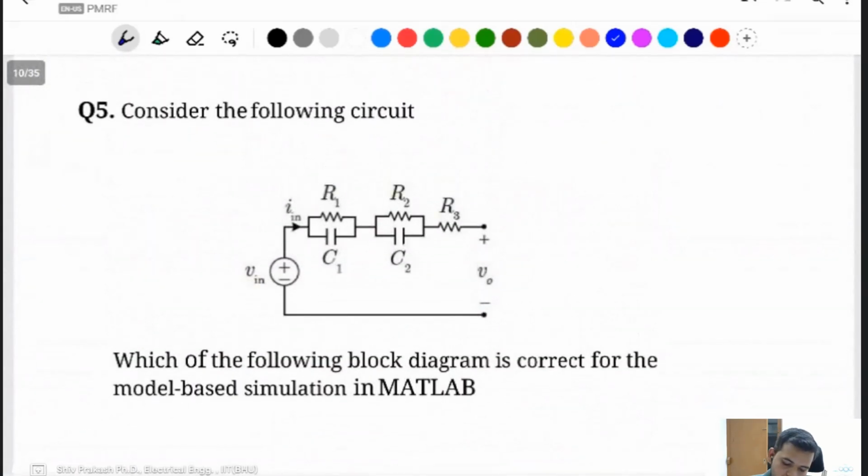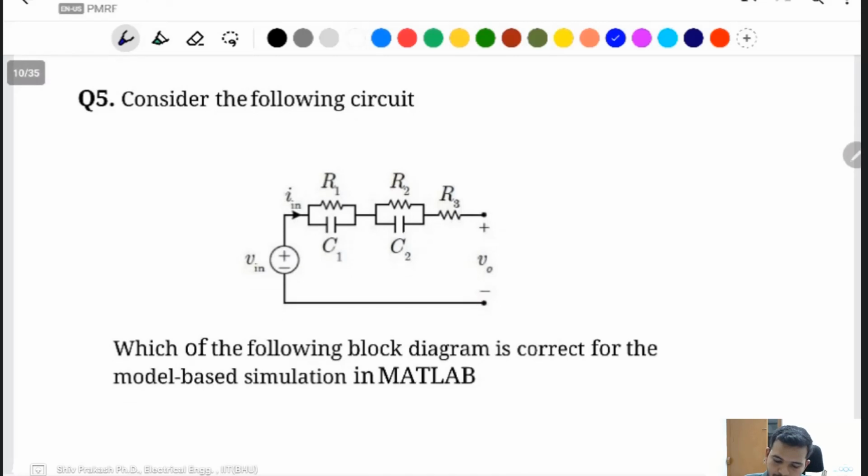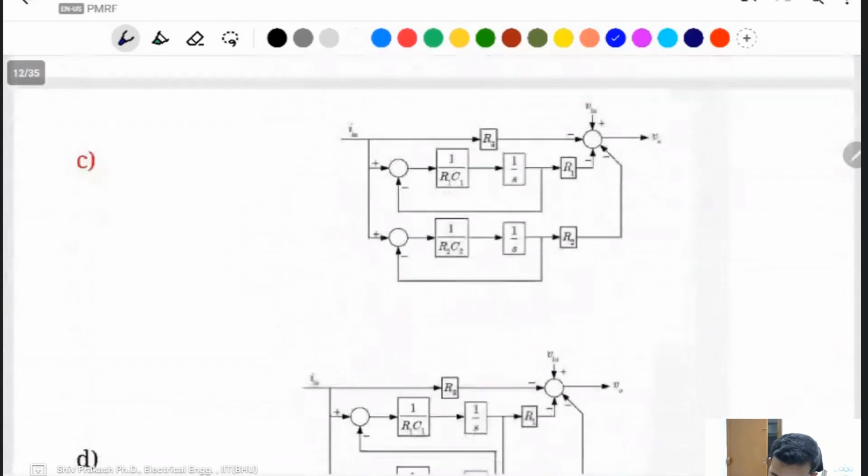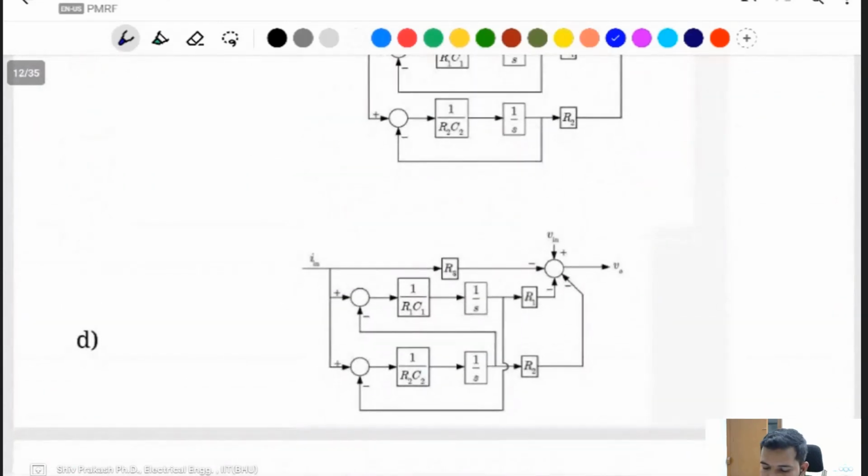Next question: consider the following circuit, a 2 RC parallel circuit and one series resistance. Which of the following block diagrams is correct for the model based simulation in MATLAB? Like this one: V output here, V in input here, I input here. All of this is given in the S domain.